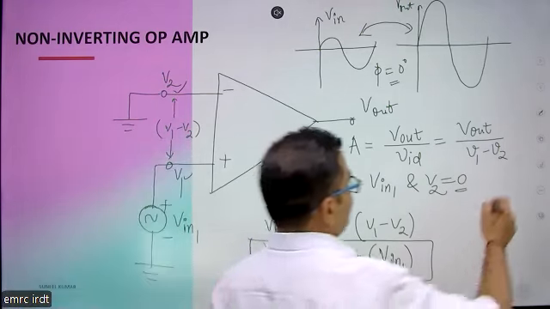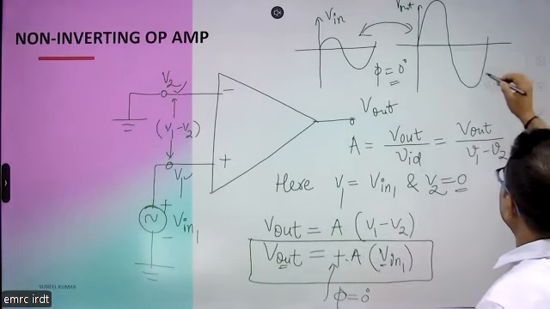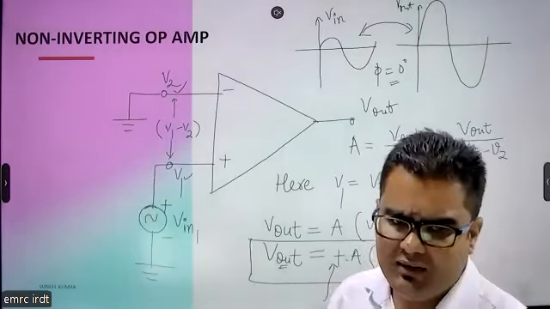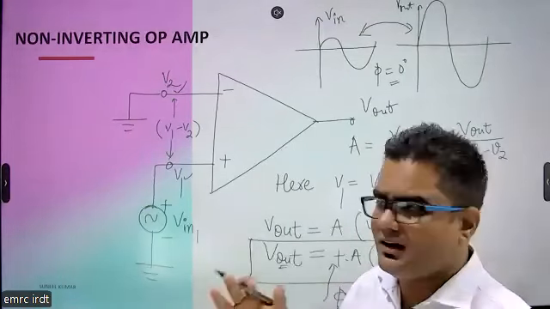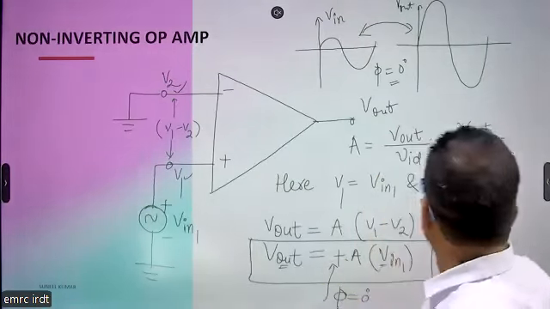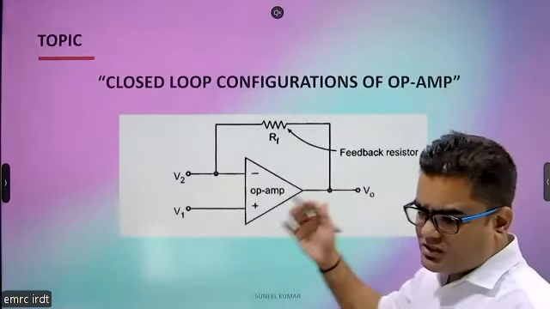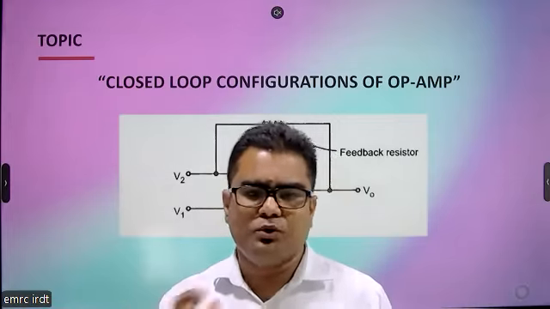In differential amplifier, we will connect voltage sources at inverting as well as non-inverting, and whichever voltage is higher, according to that we will get the output. So this is all about operational amplifier in open loop configuration.